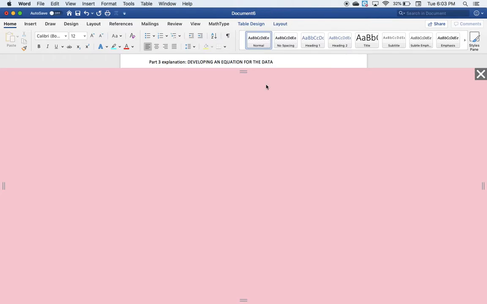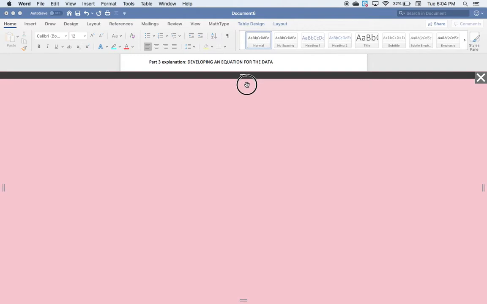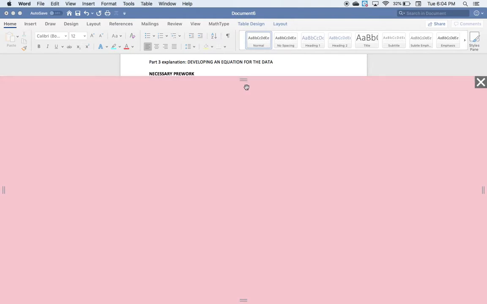All right, so this is going to be, as promised, how to obtain the equation for part three. Remember, part three is CO2 versus temperature. We are not obtaining the equation the same way that we did in part one and part two. We're going to use the equations from part one and part two to establish what this equation would be for part three.